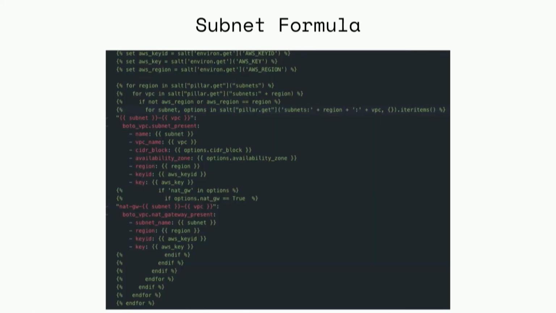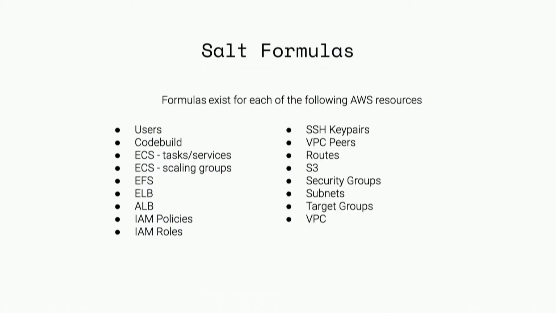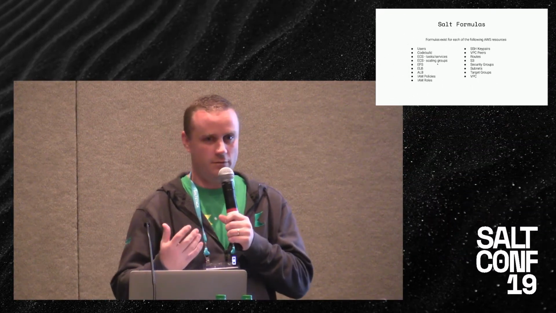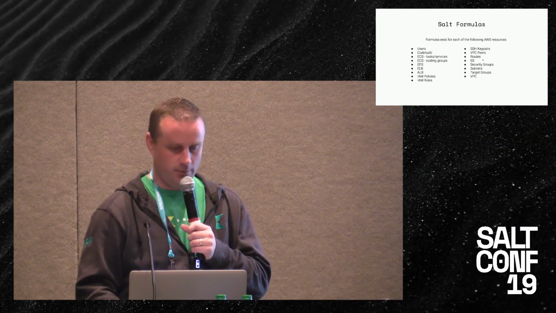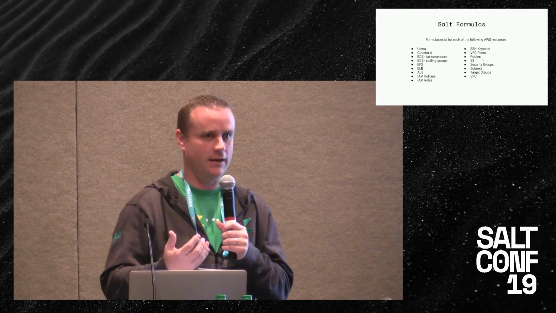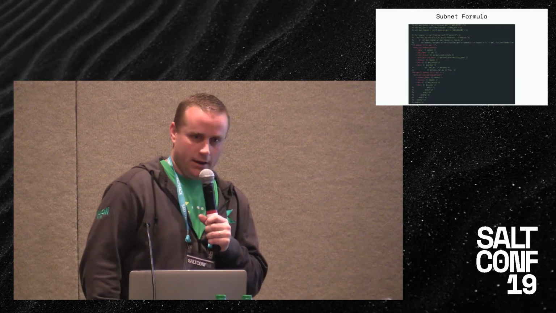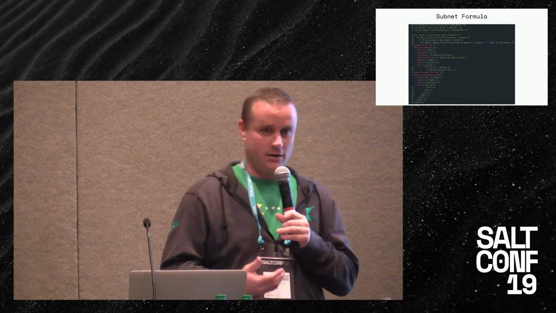So we do that same thing for each of these items. We have a formula for every one of these, both a present and an absent. And that way we can remove objects in our infrastructure or create or update them.